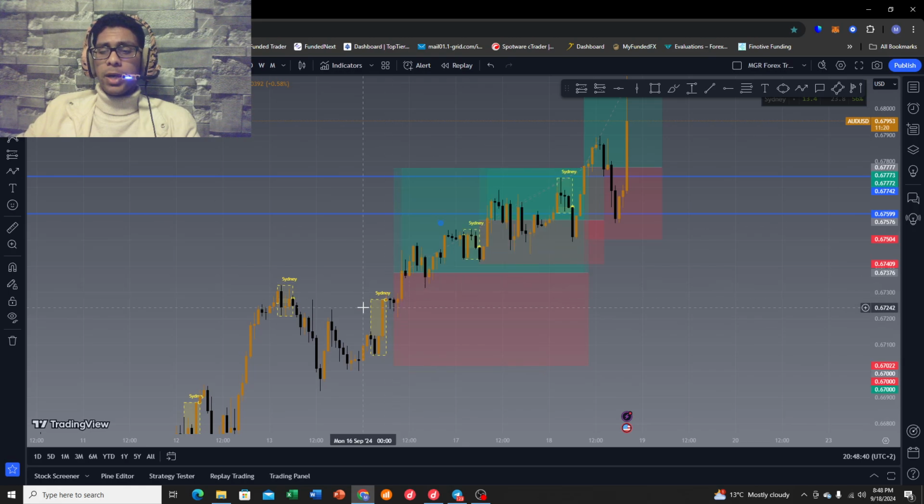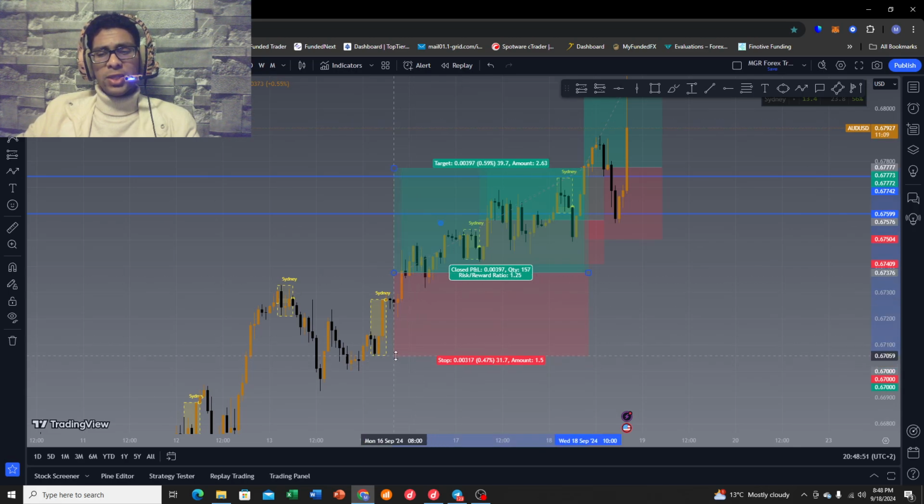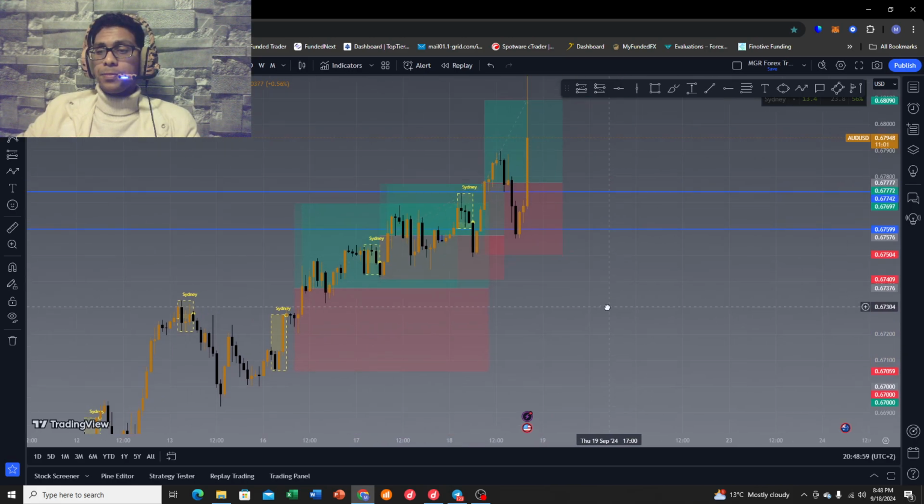As you can see on Monday, the 16th of September, we broke above the box. With us breaking above the box, what occurred? We then entered into a buy position. Where was our stop loss? It was below the box. So it was around 30 pips. And of course our take profit was also around 30 pips as well.